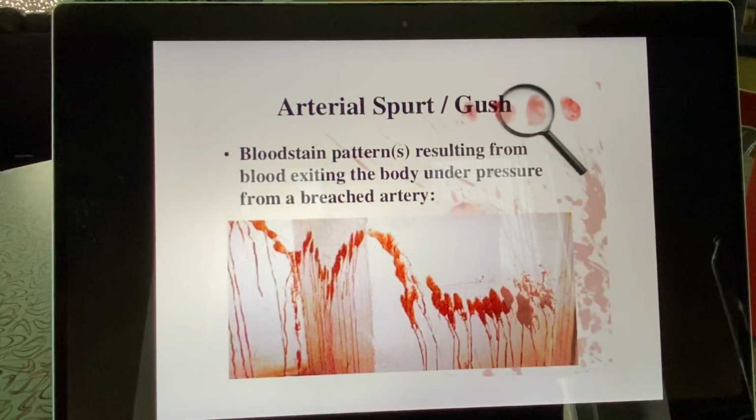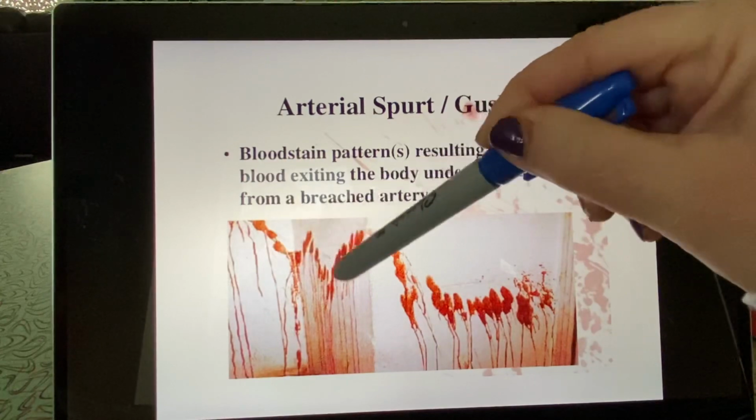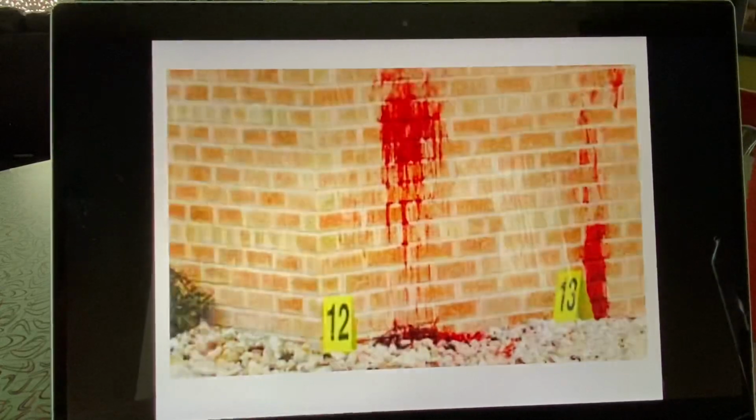And so the textbook definition of arterial spurt, or arterial spray as it's sometimes called, is when blood exits the body under pressure because you're either hitting an artery or the heart directly. Normally, you're only going to see a few of these spurts because the person is losing a very large volume of blood and they're going to lose consciousness pretty fast. So it's not like, oh, I'm losing consciousness. Oh, I feel better. Oh, I lose consciousness again. Oh, I feel better. That's not a realistic pattern.